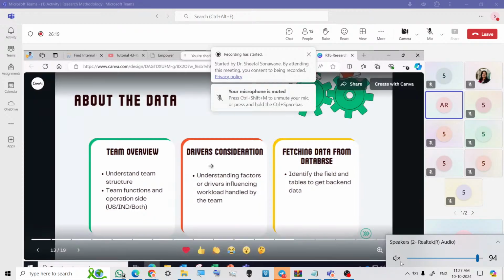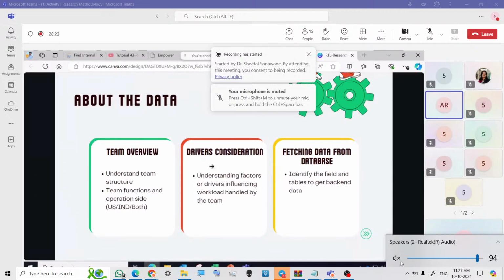Then consideration, understanding that kind of drivers which would impact account creation, like we are having Ladki Bahin Yojana in Maharashtra itself. So those things will be influencing the number of accounting opening. So that kind of drivers we need to consider in this study.